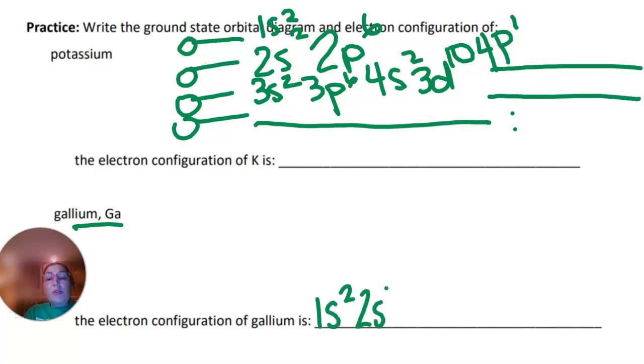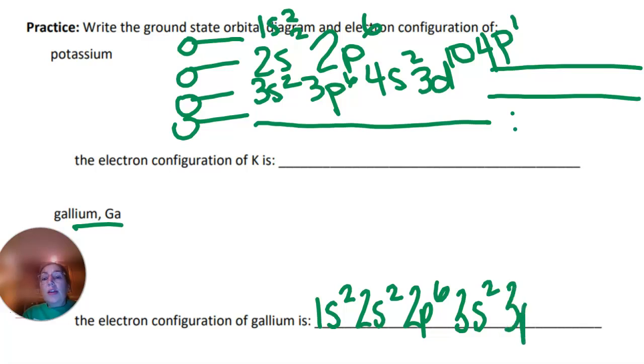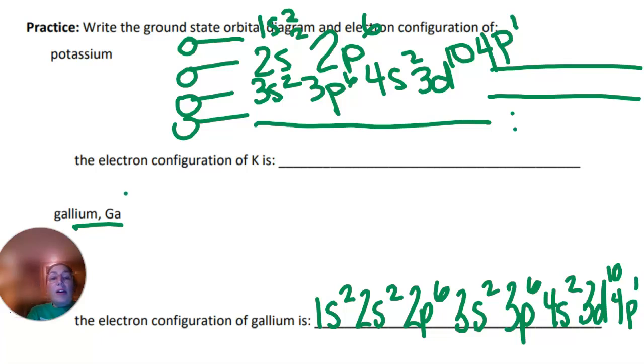1s2, 2s2, 2p6. That's my first 10 electrons. 2 and 2 is 4, and 6 is 10. 3s2, 3p6, 4s2. That's my next 10 electrons. So I was at 10 here. 12 plus 6 more is 18, and 2 more is 20, and 3d10 is 30, and then 4p1 will give me my 31. I needed 31 electrons for gallium.